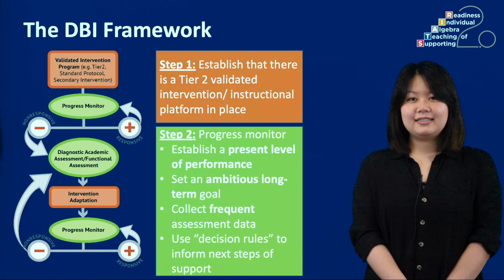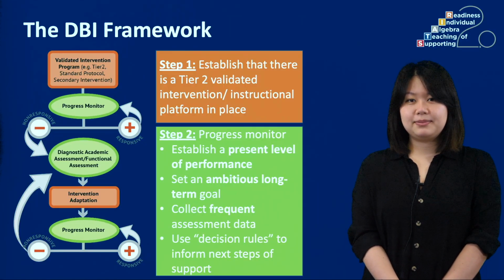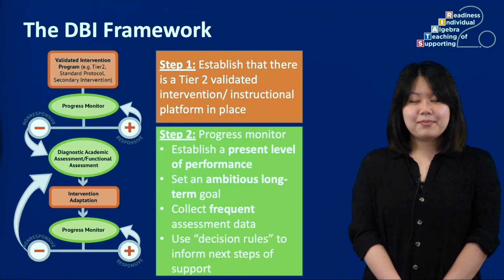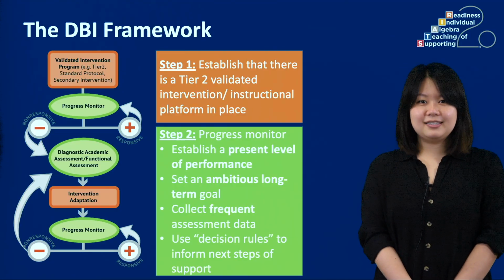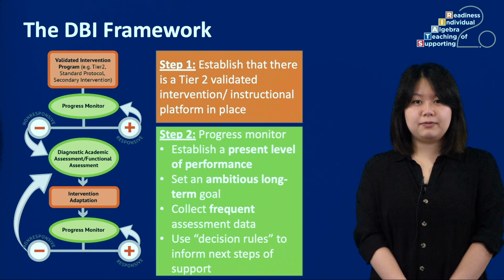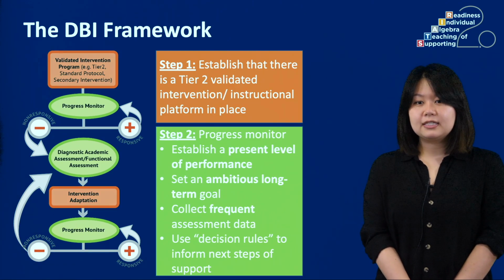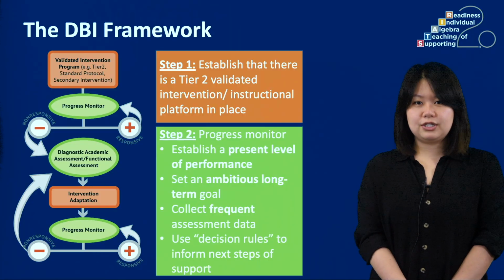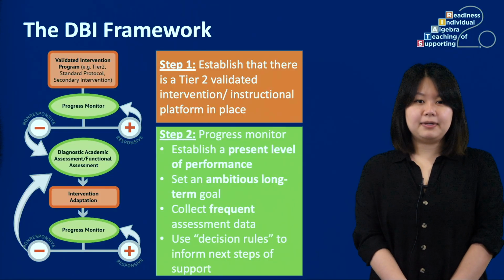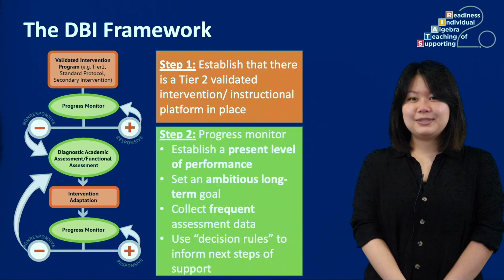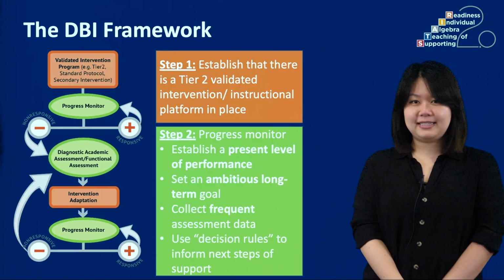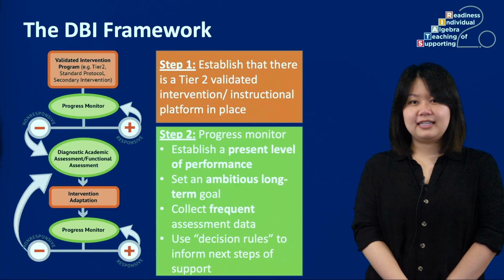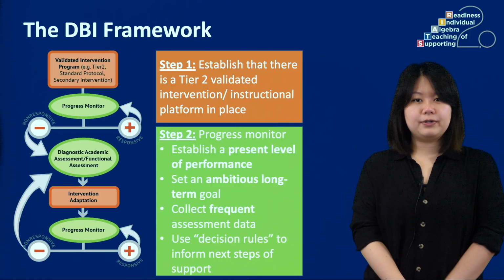After we establish that the Tier 2 validated intervention is in place, we then move to Step 2, which is to progress monitor. Progress monitoring involves the following: establish a present level of performance, set an ambitious long-term goal, collect frequent assessment data, and use decision rules to inform the next step of support. At this stage, we are focused on using formative assessment data, which aids in determining how a student is responding to the validated intervention or instructional platform.